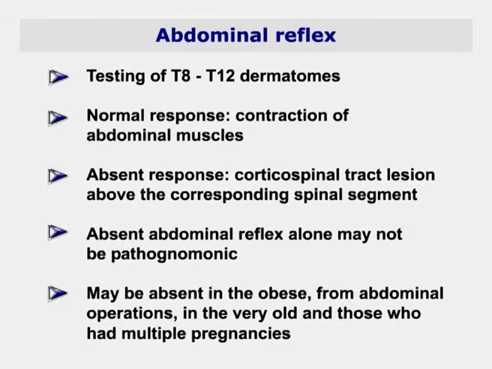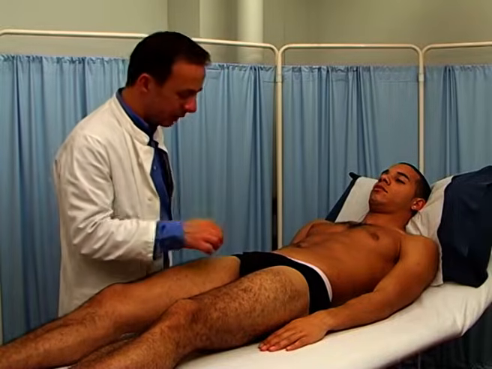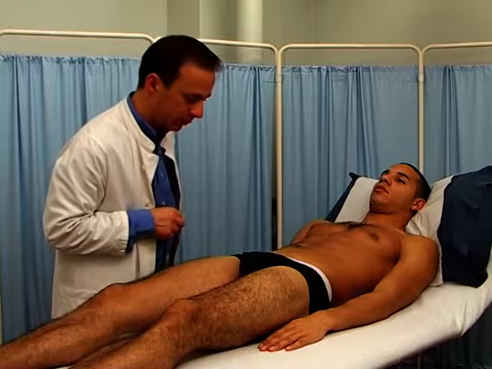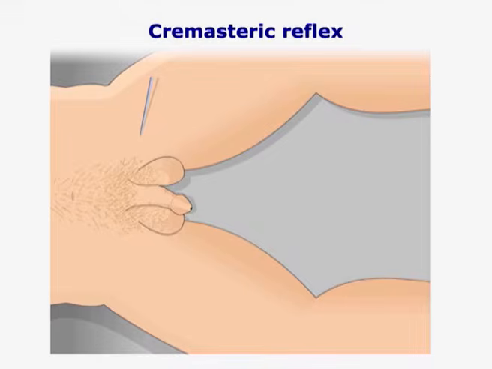An absent response signifies a corticospinal tract lesion above the corresponding spinal segment. An absent abdominal reflex may also be found in the obese, with previous abdominal operations, in the very old, and those who had multiple pregnancies. The cremasteric reflex is elicited by striking the superior and medial area of the thigh just next to the testicles. A normal response will be the contraction of the cremaster muscle on the same side, causing elevation of the testicle. Repeat the test on the other side.